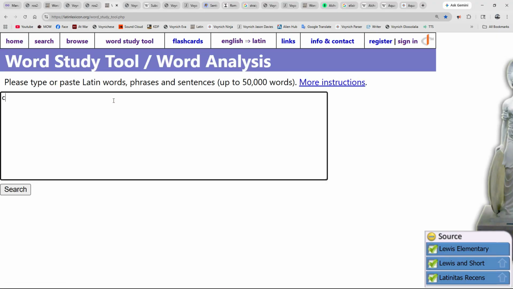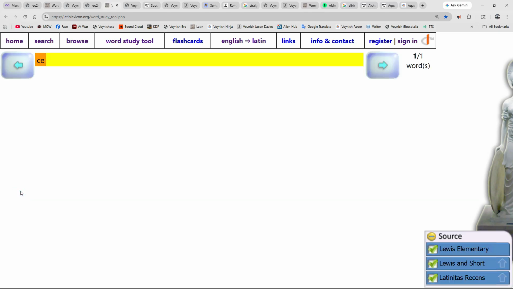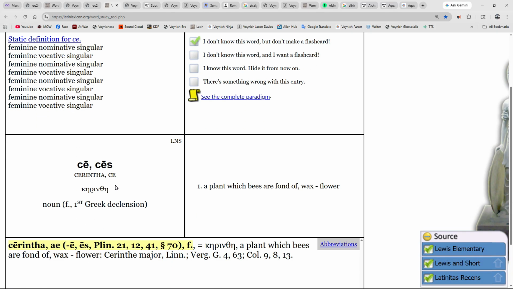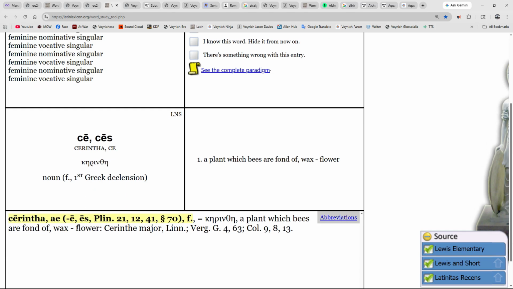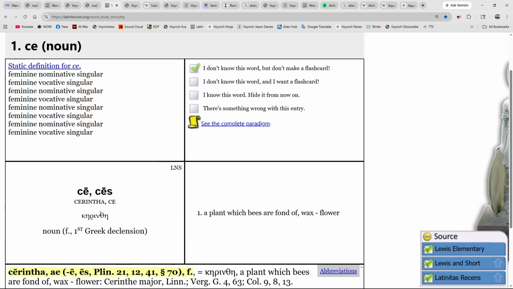First we'll see CE. It's a plant which bees are fond of. Wax. Cerinthe, a plant which bees are fond of for wax. Cerinthe is a flower, and it blooms in the spring. Most plants do bloom in the spring. Well, it's a flower, so some of them do bloom at other times.